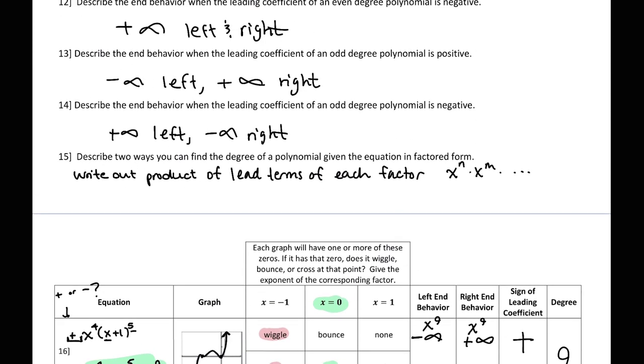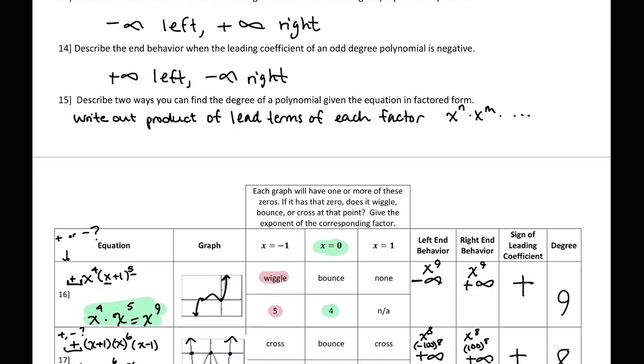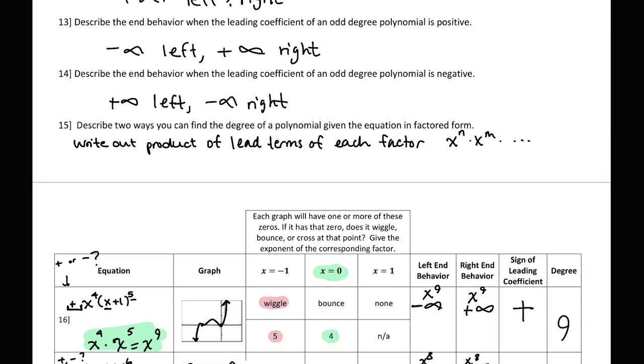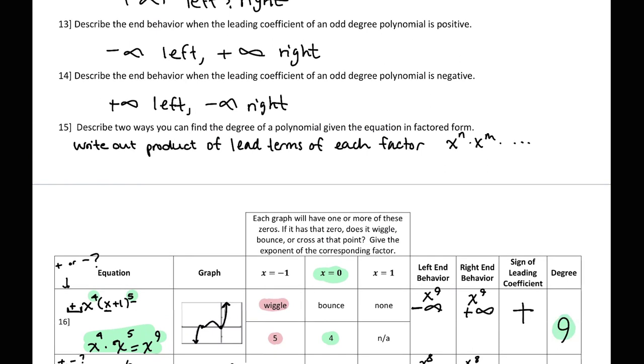The other way is you may have noticed there's a shortcut, which is notice that our powers added up. So the powers 4 and 5 added to the 9. Okay, we're just saving a little bit of time. So adding multiplicities would do it for you.